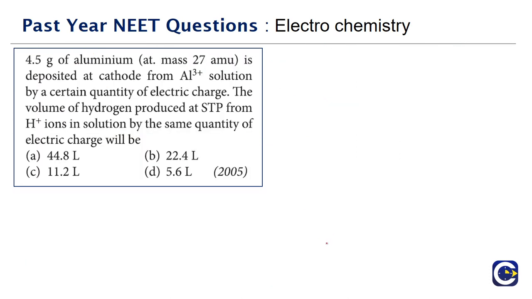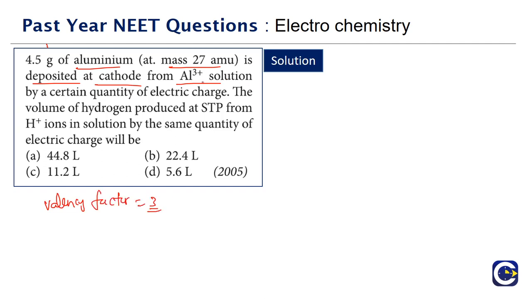Next we have a question that has come in the year 2005. 4.5 grams of aluminum, atomic mass is 27, is deposited at the cathode from Al3+ solution. Here we have aluminum, right? So what is the valency factor? 3, because the charge on the aluminum ion is 3. By a certain quantity of electric charge, means we are performing electrolysis of aluminum ions.